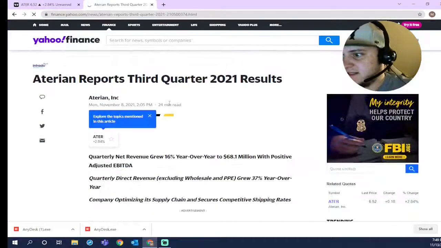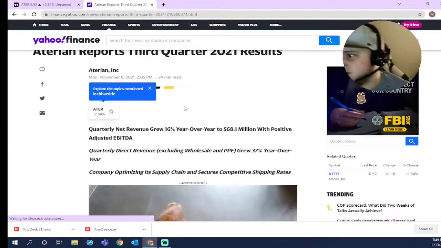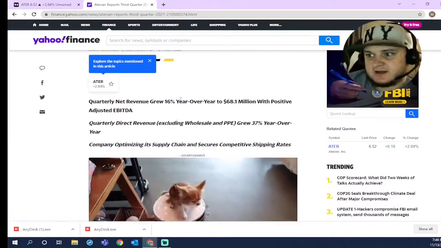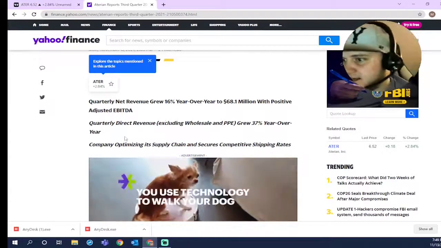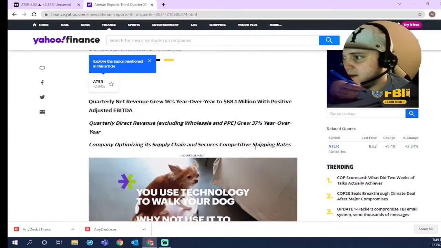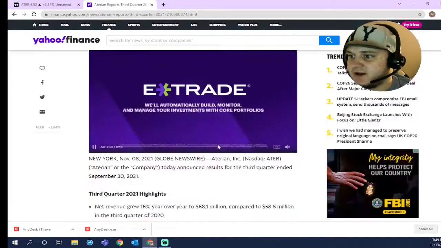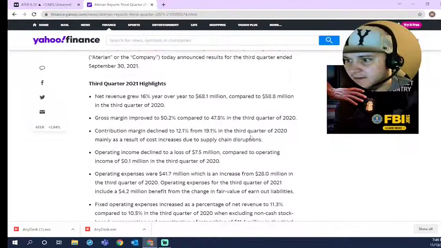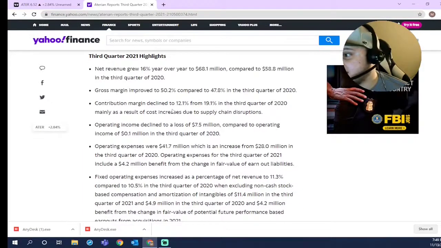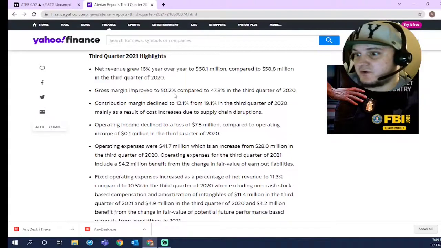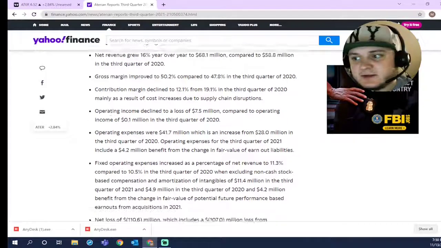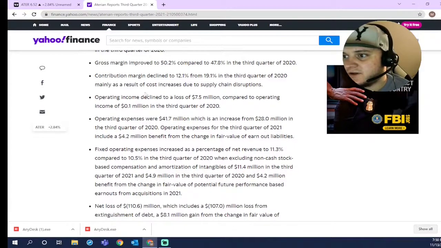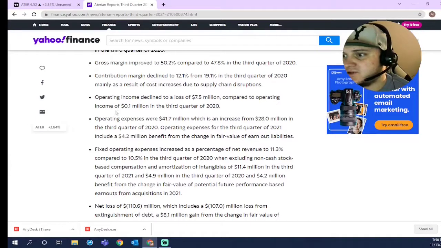So we had 16% year over year to 68.1 million with positive adjusted EBITDA. Quarterly direct revenue grew 37% year over year. Gross margin improved to 50% compared to 47.8% in the third quarter of 2020, and contribution margin declined to 20. So the only downfalls were the little bit of a decline in contribution margin, and operating income declined to a loss of 70.5 million.